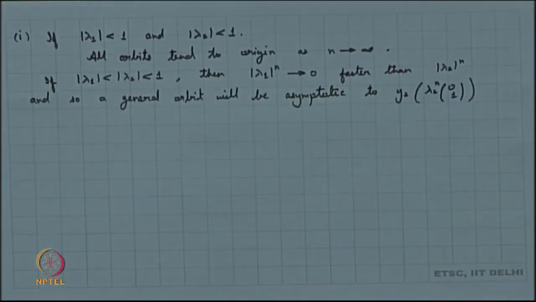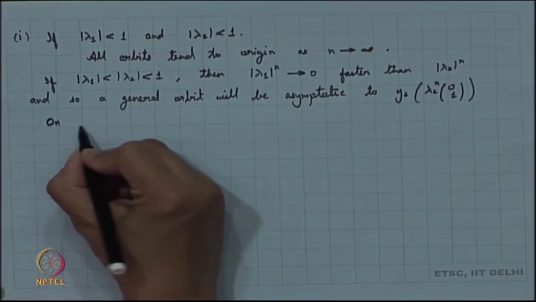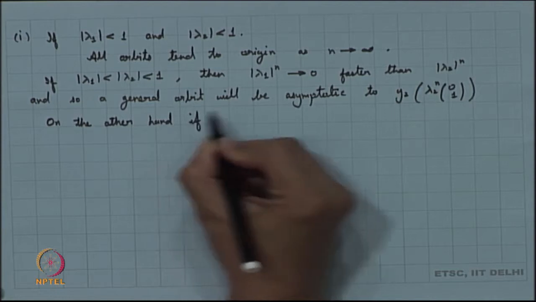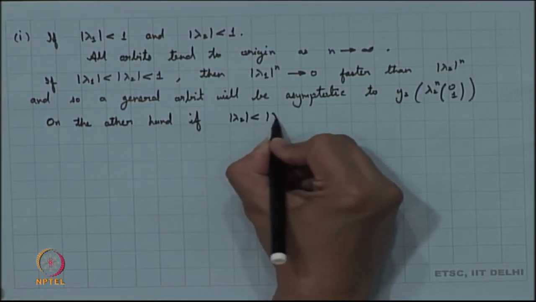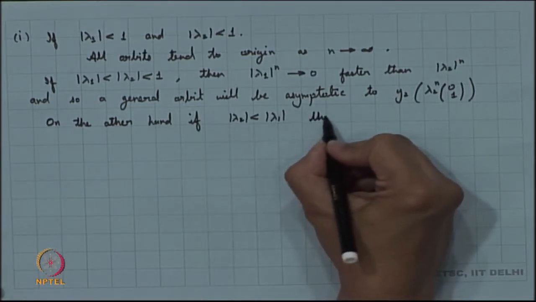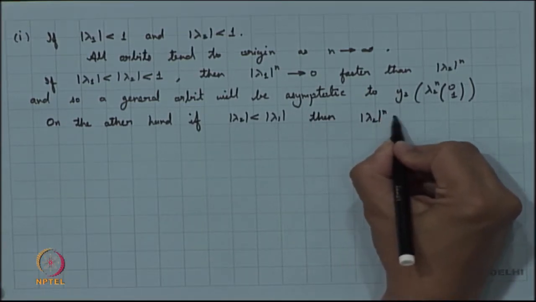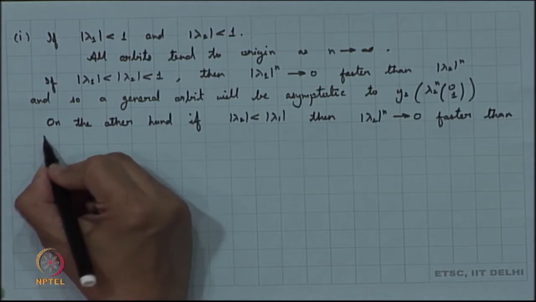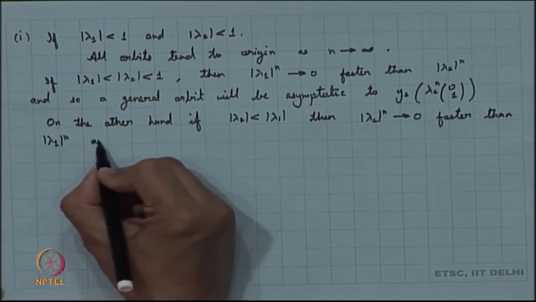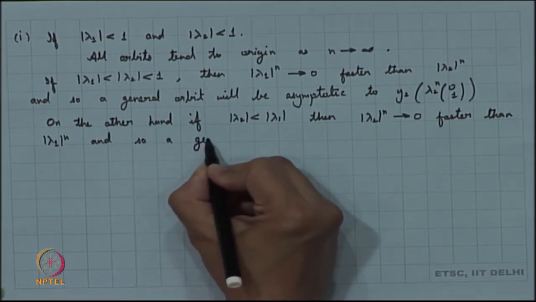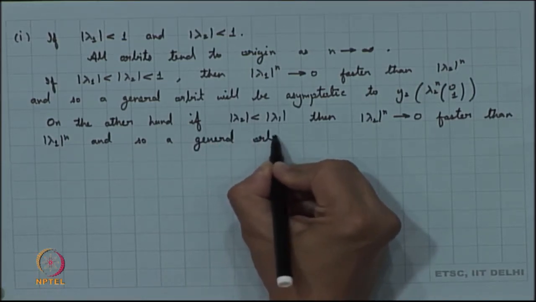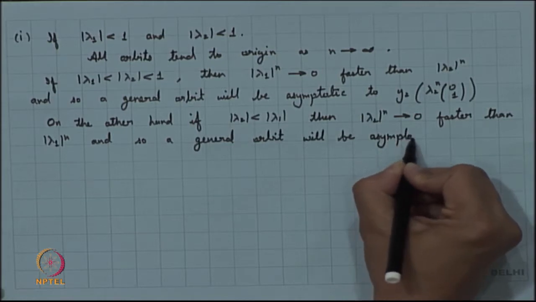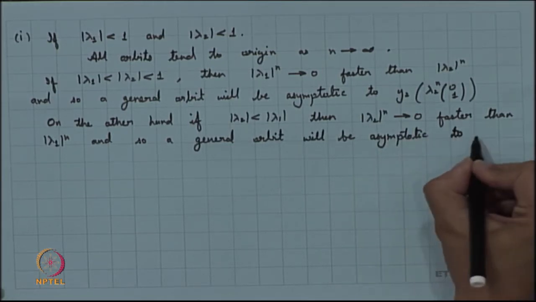Now, what happens on the other hand? Let us look at the other case. If mod of lambda 2 is less than mod of lambda 1, then we know that mod of lambda 2 to the power n will be converging to 0 faster than mod of lambda 1 to the power n, and so a general orbit will be asymptotic to y1.